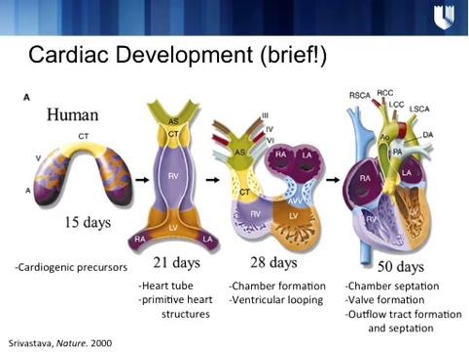By 50 days, we have chamber septation. So you have septation of both the right and left atrium. So now they are separate chambers. You have separate chambers of the left ventricle and right ventricle. You have valve formation of both the mitral and tricuspid valves and the outflow tract valves. And you also have outflow tract formation and septation. So the initial conotruncus is now separated into a pulmonary artery and an aorta.